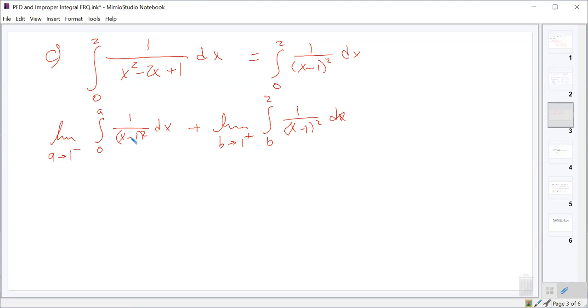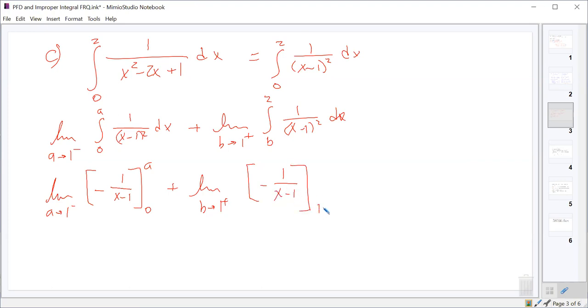All right, then we integrate. So 1 over x minus 1 squared, that's like u equals x minus 1, right? du is just dx, so that's just like u to the negative 2. So that will become the limit as a approaches 1 from the left, so that should integrate to become negative 1 over x minus 1 from 0 to a, plus the limit as b approaches 1 from the right of the same thing from b to 2. Any issues there?